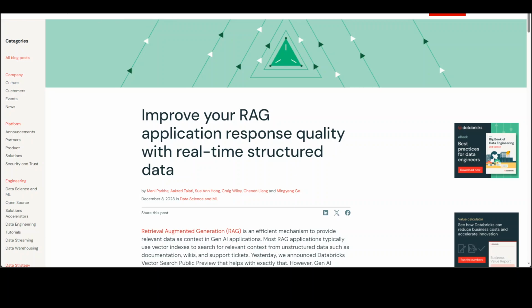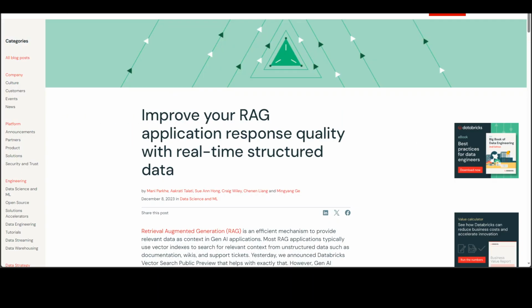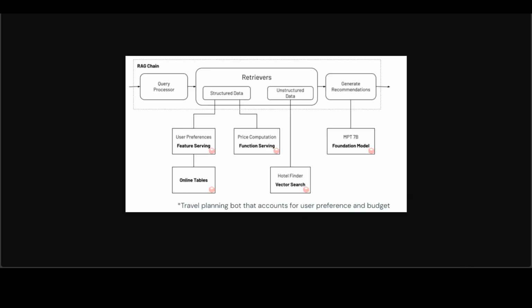If you want to see the whole architecture around it, then let me show you. Let me quickly open that image. Okay, this is the image I wanted to show you. Now, what this image is doing, it is a sort of an example of a travel planning bot that accounts for user preference and budget.